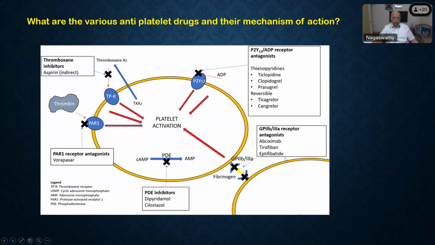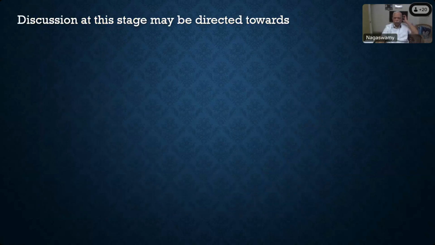What is the disadvantage with the GP2B3A drugs? Abciximab, tirofiban, and eptifibatide are all mostly given by the parenteral route, whereas these other drugs can be given by oral intake. So these are the five mechanisms by which platelet inhibition is done. Out of these, ticagrelor is the common one that is now being used.